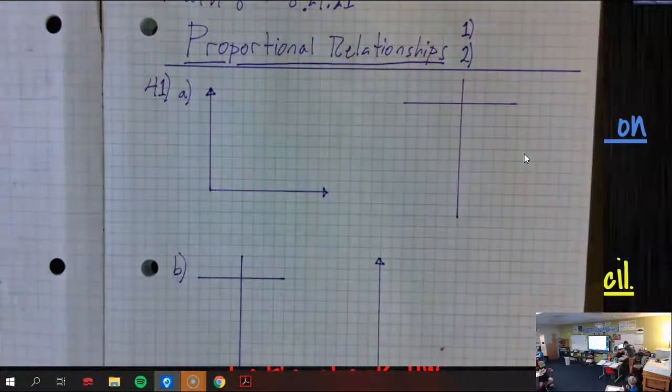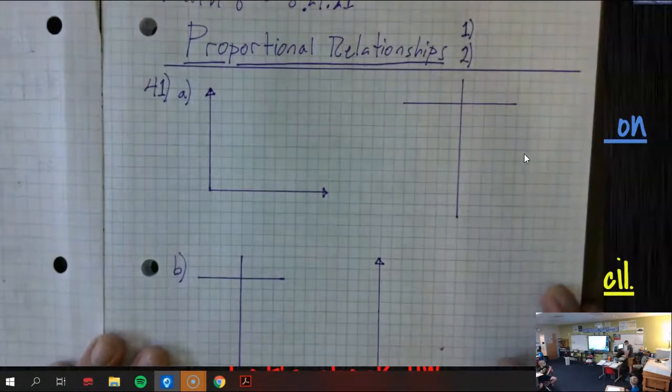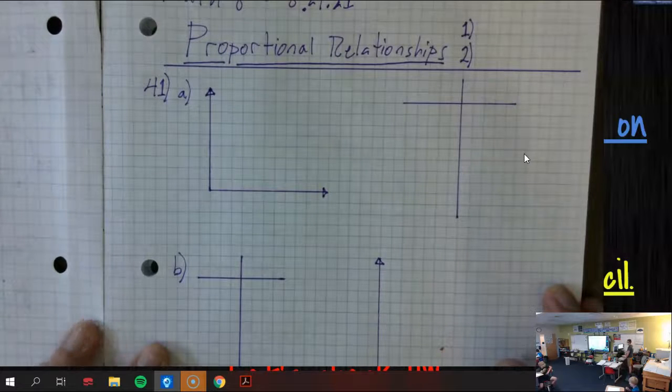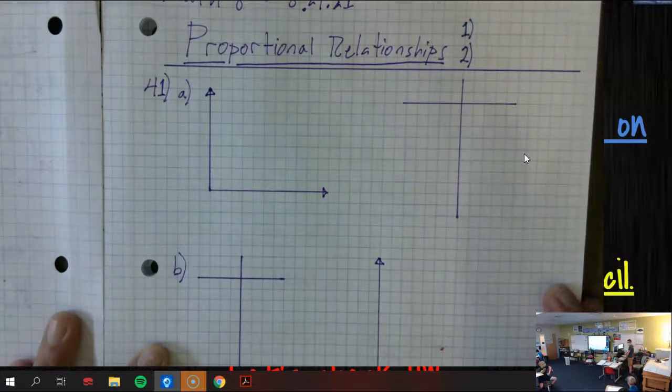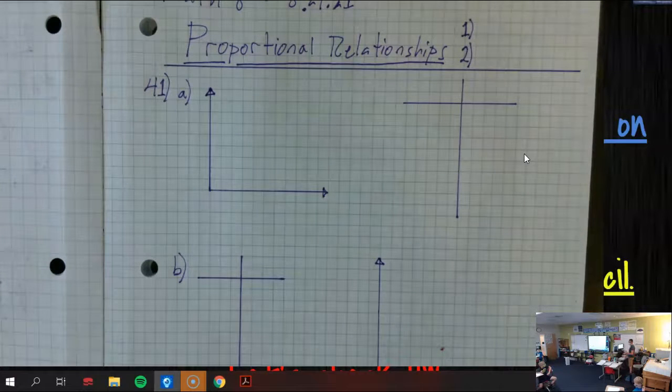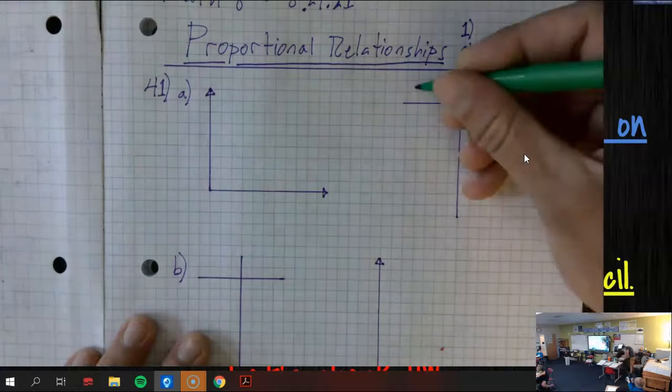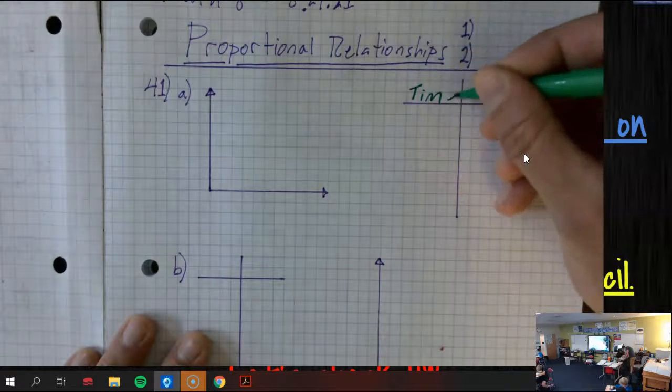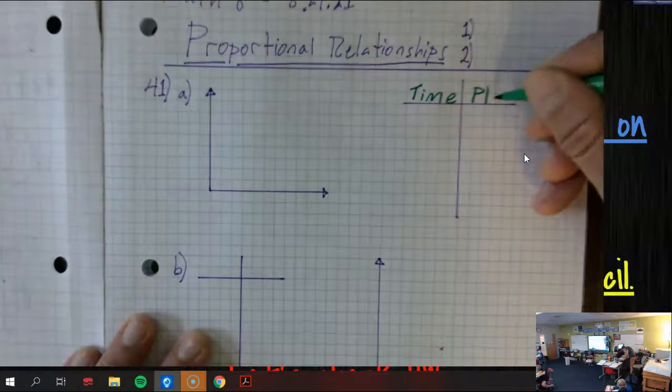So for this one, would the input be time or would the input be plates? Time, because guys, we can't control time, right? Time just keeps ticking on. Time is almost always used as our X value. So we do time and plates.